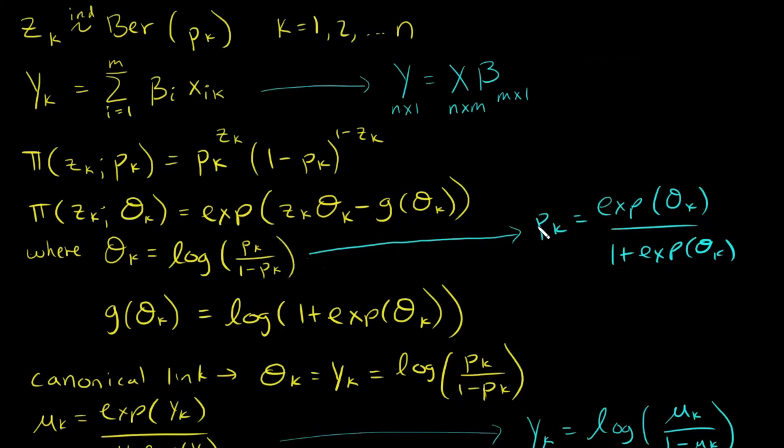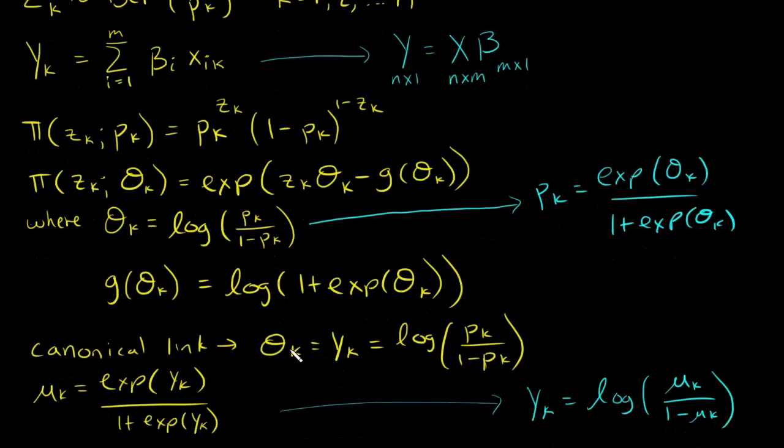Now, we also showed that you could rearrange this and solve for p, and you'll find that p is the same thing as exponential theta over 1 plus exponential theta. And we'll need this when we're coding in R, so you need to know how to go back and forth. And then we also have the function g. We also have the canonical link.